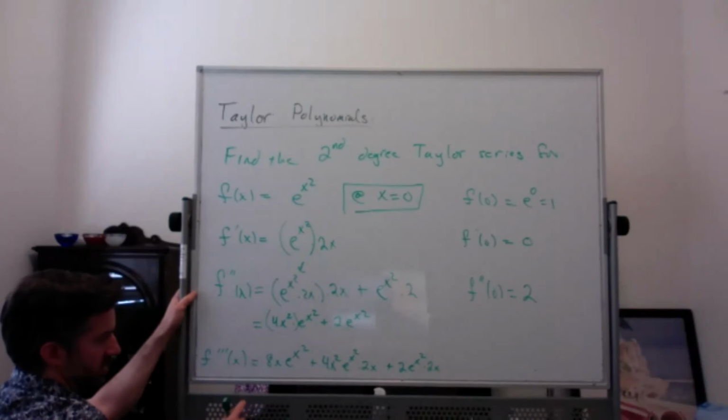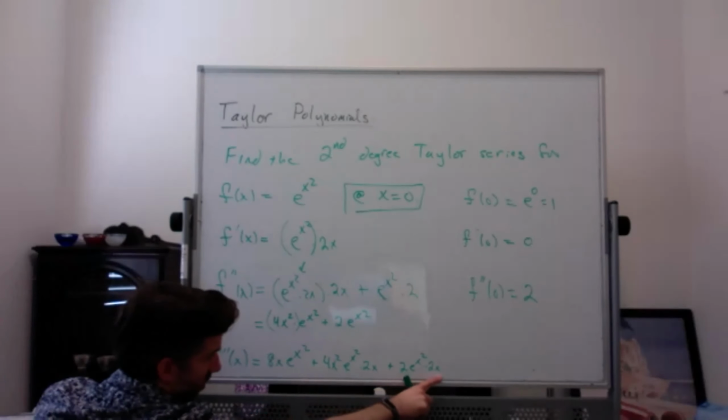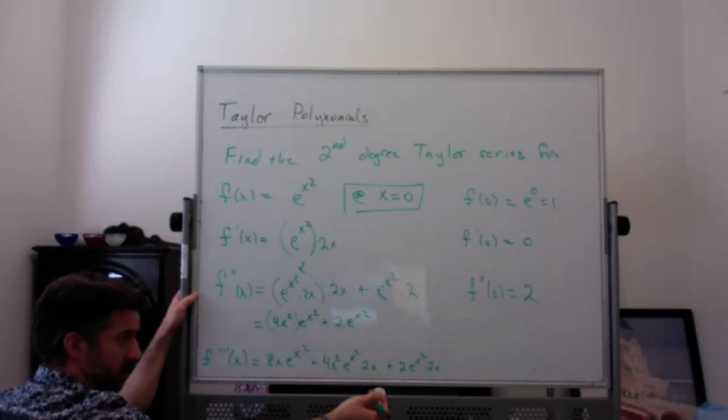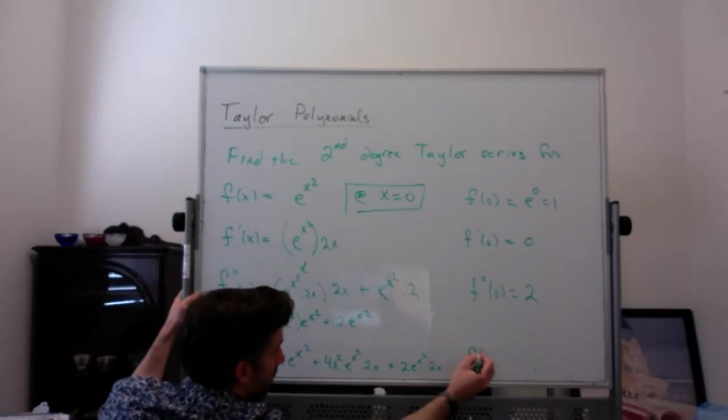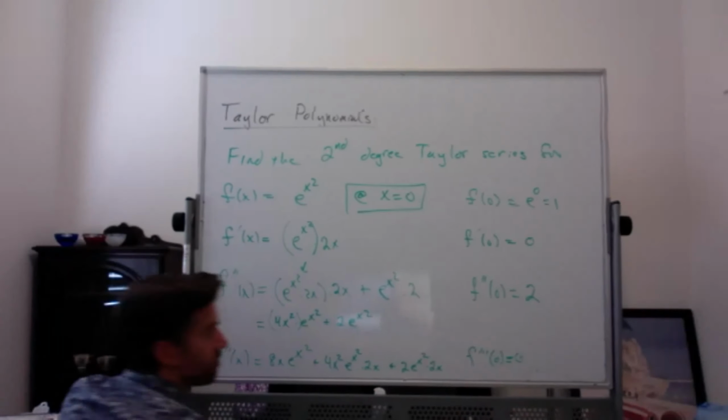And so if I plug in 0, I'm going to get 0 plus 0 plus 0, right? There's always a multiplication by 0 in this particular expression, so f triple prime of 0 is 0.